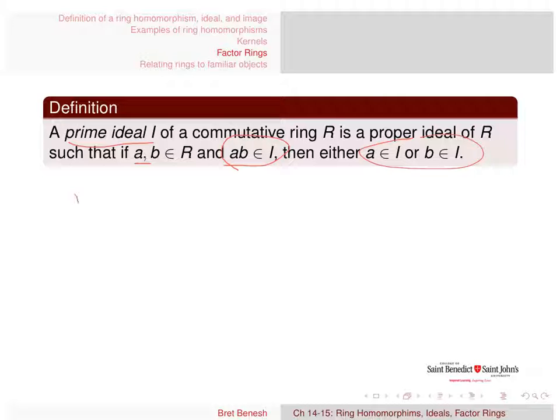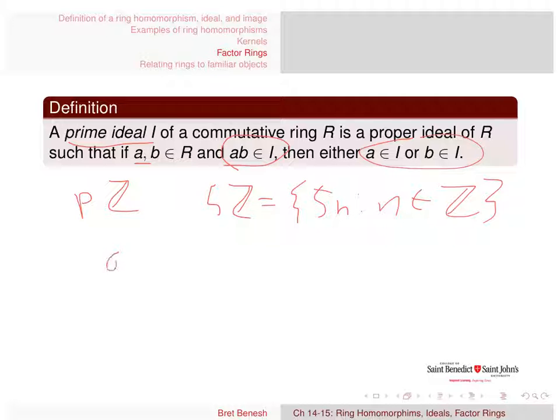If you take a standard example like pZ, for instance 5Z, which is the set of all 5 times n such that n belongs to the integers. Well, if I have a times b belongs to 5Z, that means that a times b equals 5n for some n. Well, how can you get a 5? So 5 divides the right side, so 5 divides ab.